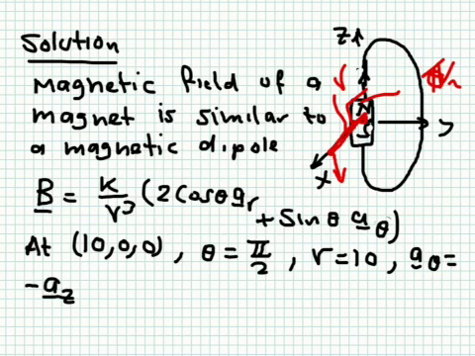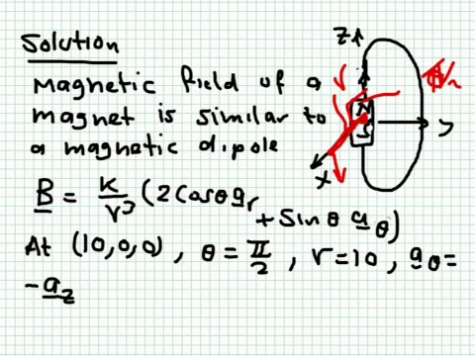If you put all this together and substitute, you have a given value for B. Cosine theta at the given point, theta being pi over 2, is 0, so this term is 0 and this term is 1. a theta at this point, at the observation point, is minus az. Remember, a theta does not define a constant direction.